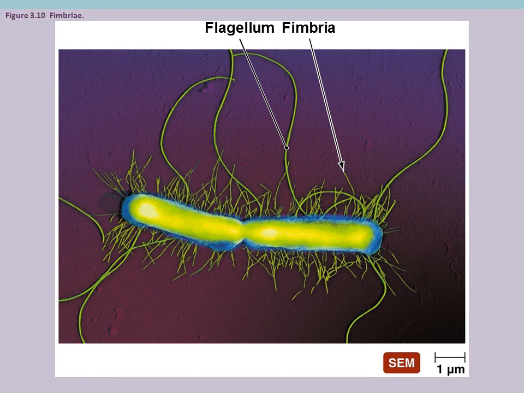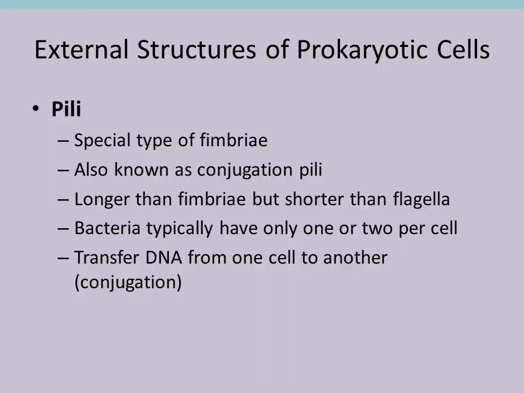And this is showing the very long strands or flagella. Some cells may have both. And then the fimbriae are the shorter strands that are allowing it to stick to the surface. The pili, they are actually a specialized form of the fimbriae. They're also known as conjugation pili. They're not as long as the flagella. Usually they'll only have one or two of these.